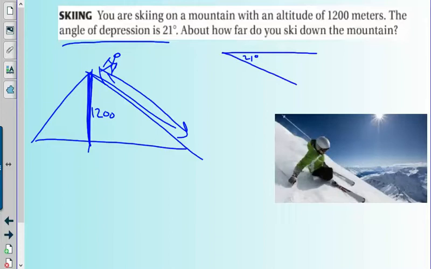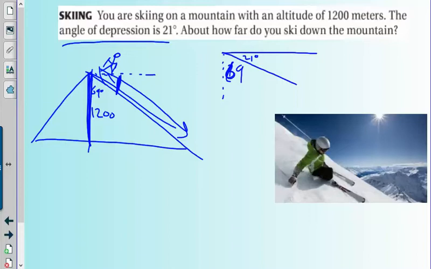If we look to the horizon, look down 21 degrees, that's not the angle though that I need. This 69 there, that's the angle that I need to make the 90 degree angle. So that's the angle that I'm going to use actually. Keep in mind, this is the angle of depression right here. That's not the angle you're going to use.